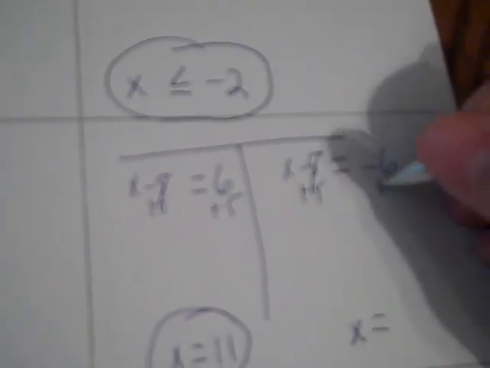And we have x minus 5. Then you just solve it. Plus 5 plus 5. It gives me 11 for my first answer. Plus 5 gives me negative 1 for my second.